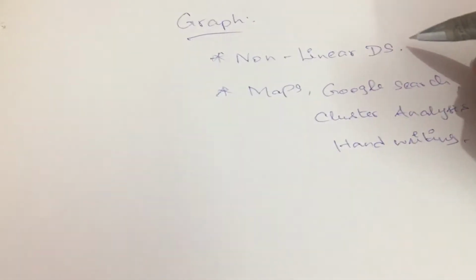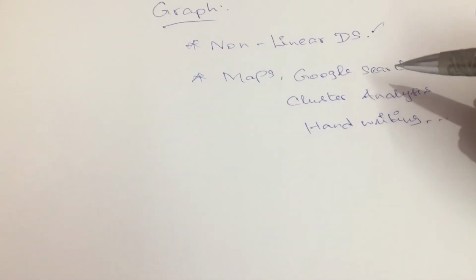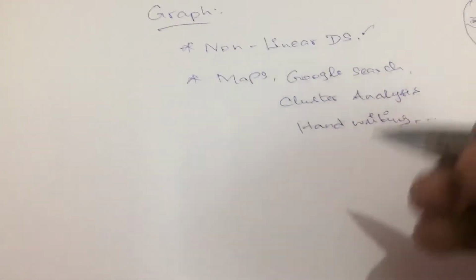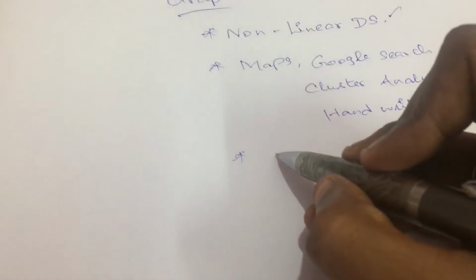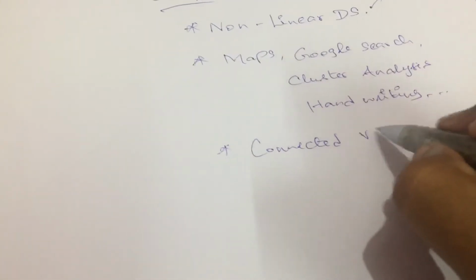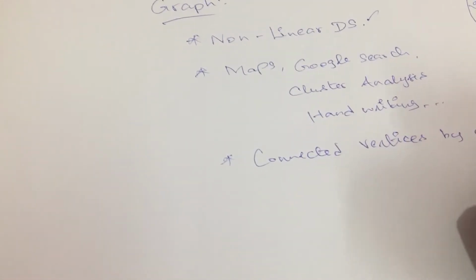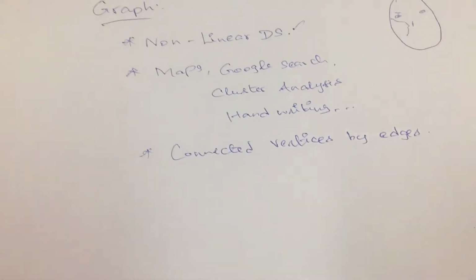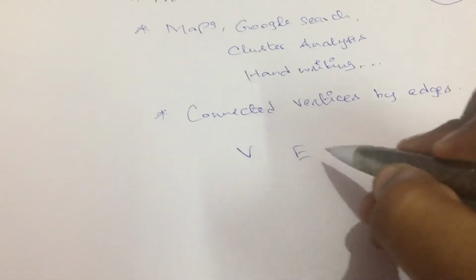The first point to remember is that a graph is a non-linear data structure, and its applications are in maps, Google search, cluster analysis, etc. We can also say that a graph is nothing but connected vertices by edges, right? So connected vertices using edges is called a graph. A graph will have v vertices and e number of edges.